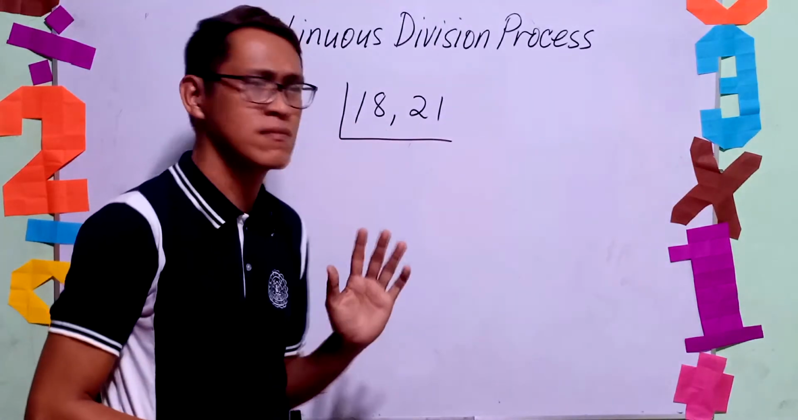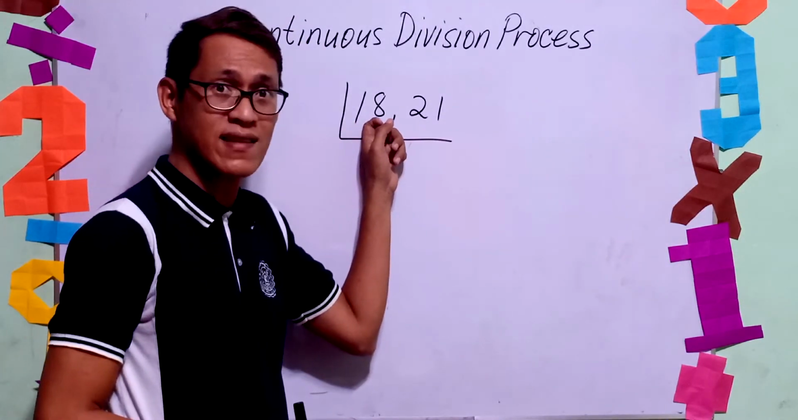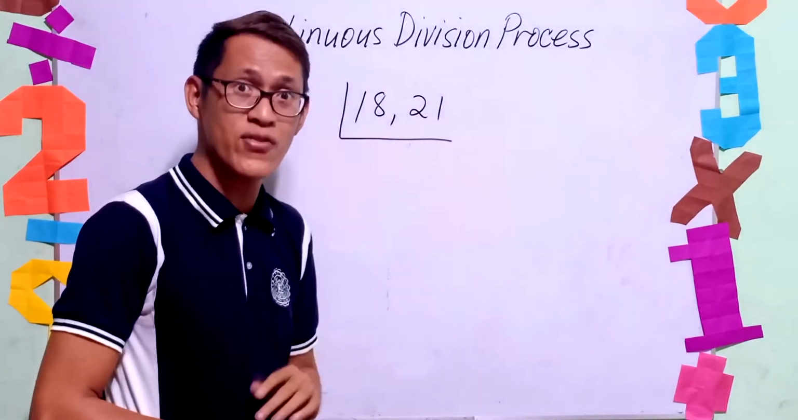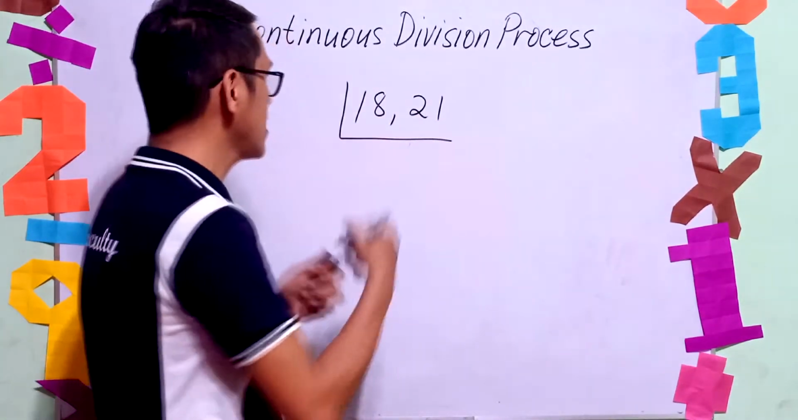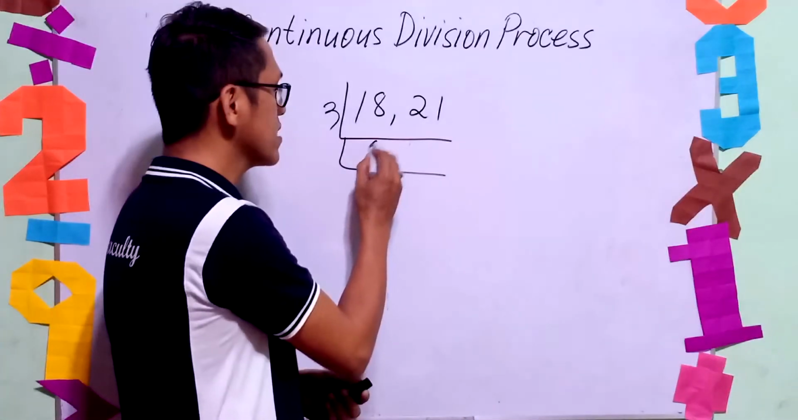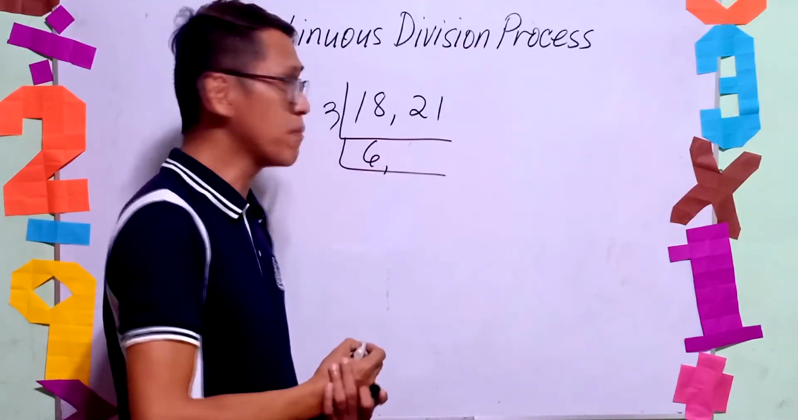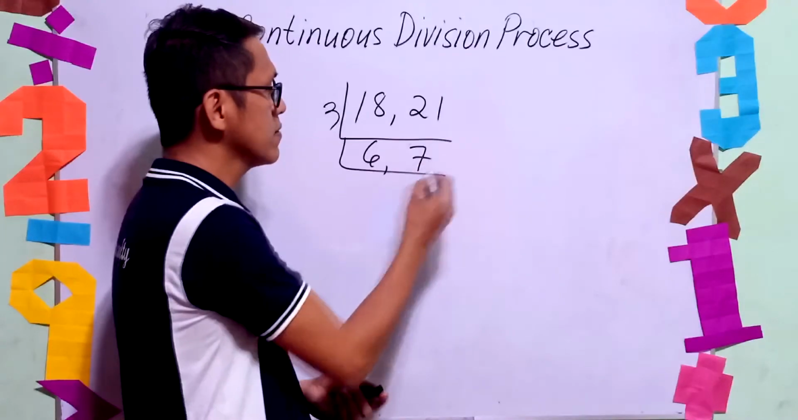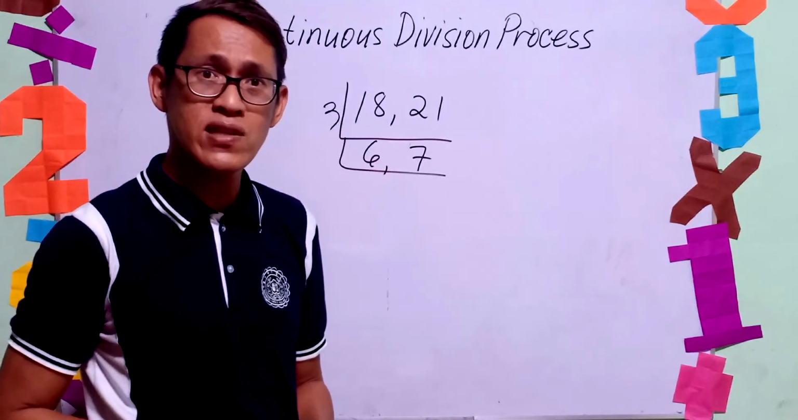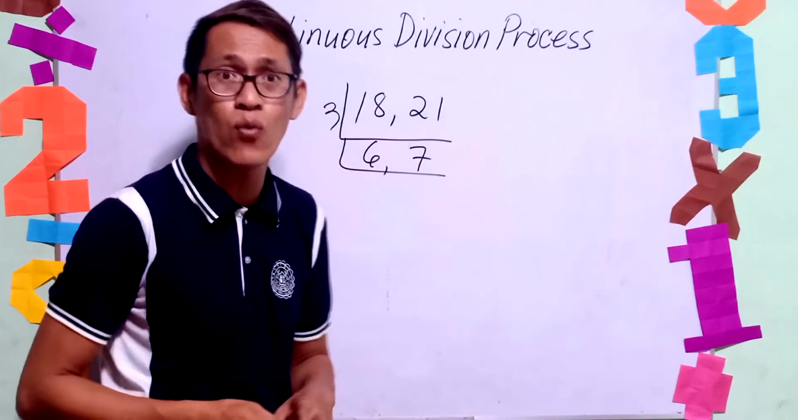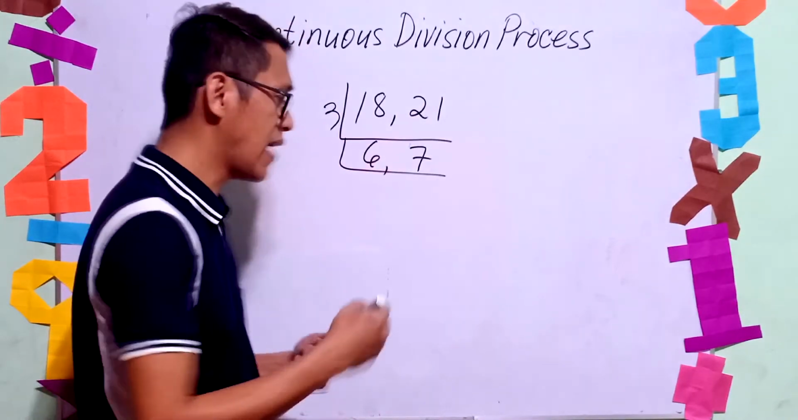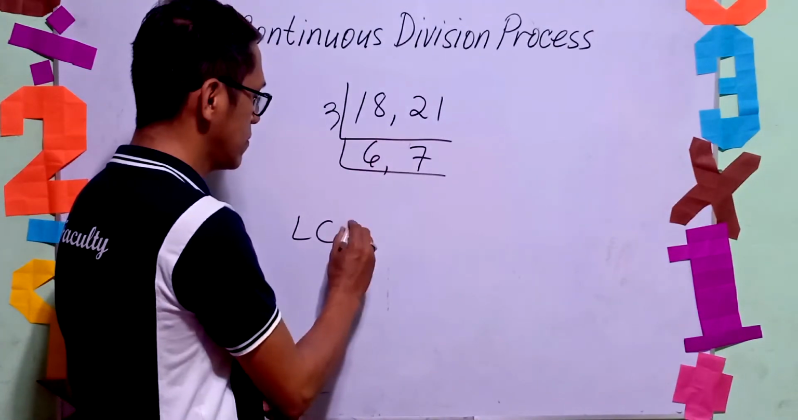What about 3? The rule is add the digits. 1 plus 8 is 9, 2 plus 1 is 3. So both numbers can be divided by 3. So let's divide them by 3. 18 divided by 3 will give us 6. 21 divided by 3 will give us 7. Look at 6 and 7. Their only common factor is 1, meaning you can only divide them by 1. In that case, you have to stop here. So how to get the LCM then?